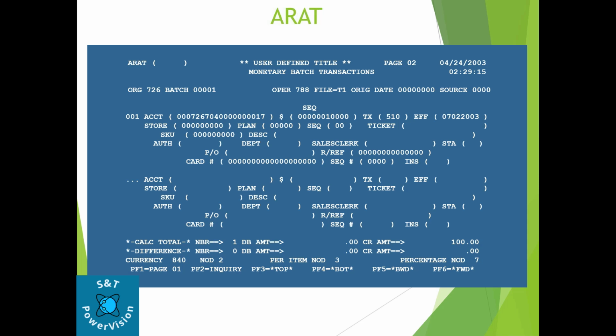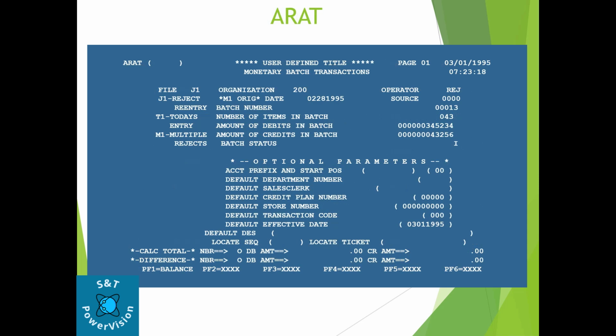So remember one question here, which is frequently asked in the interview. What are the important pieces of information required when we give input to the batch? So the answer is account number, default credit plan number, default store number, transaction code, and amount.